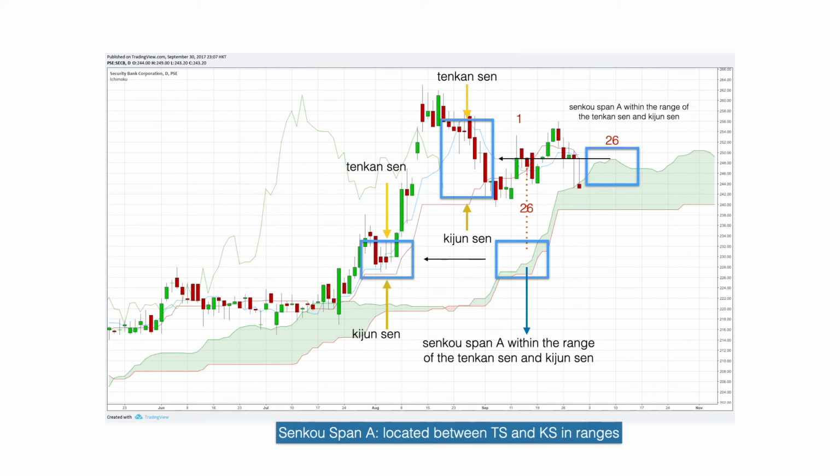While it is possible to trade off the Senkou span A and B lines on their own, the real power comes in their combined dynamics in the Kumo.